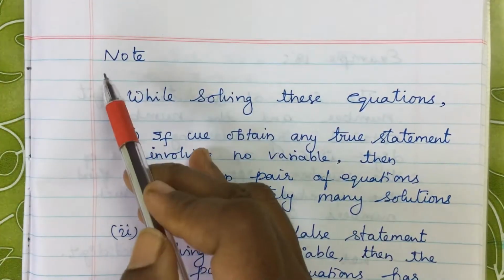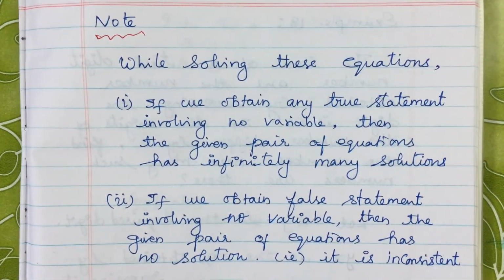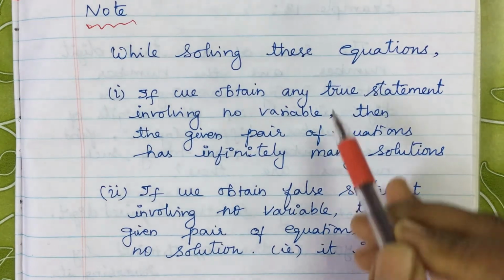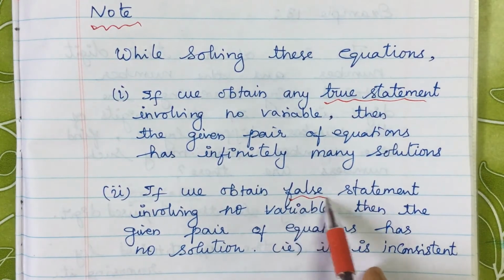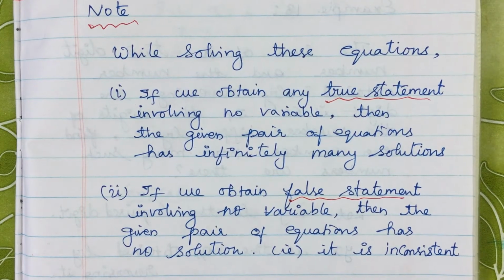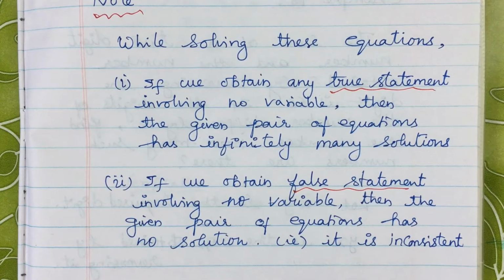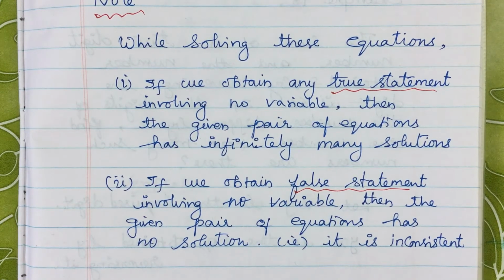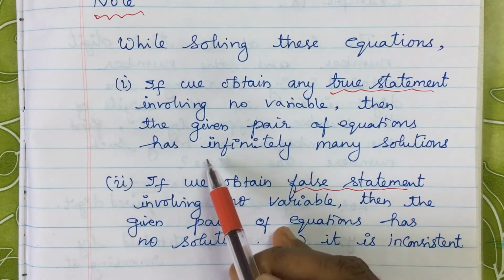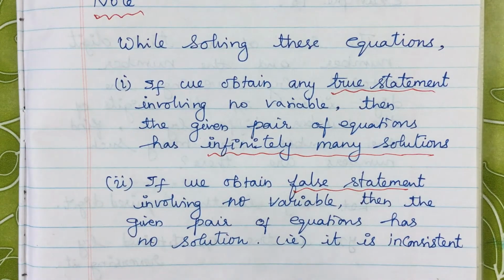Some important points to be noted. While solving these equations, sometimes you will end up with a true statement and sometimes with a false statement. True statements like 18 is equal to 18, or 1 is equal to 1, or 0 equal to 0. All these are true statements. Whenever you end up with these sorts of true statements, you can say the given pair of linear equations have infinitely many solutions.